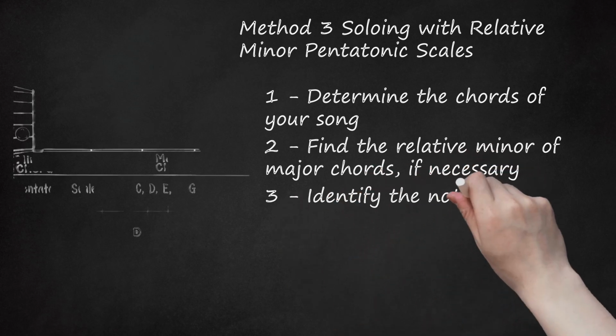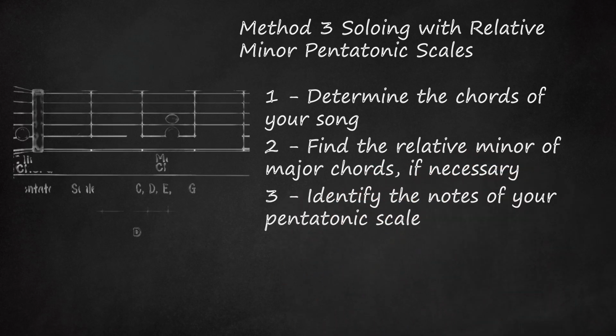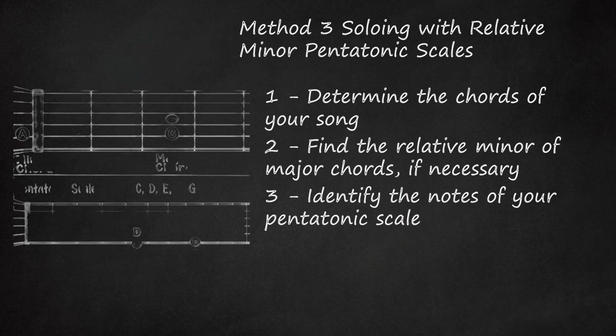3. Identify the notes of your pentatonic scale. Traditional Western scales have 8 notes, but your pentatonic scales will only have 5. To transform your relative minor scale into a relative minor pentatonic, you should remove the second and sixth tones from your relative minor scale. For example, the relative minor of C major is A. To form a pentatonic scale in A minor, remove the second and sixth intervals from the root. This yields a pentatonic scale of A, C, D, E, G.